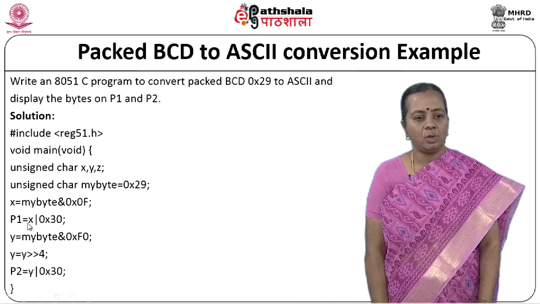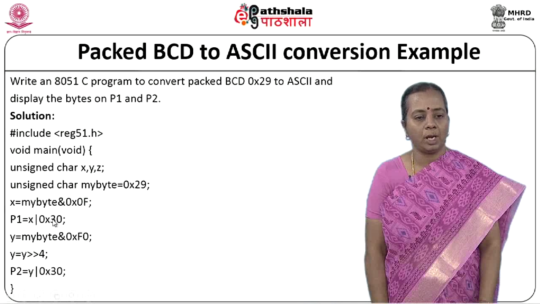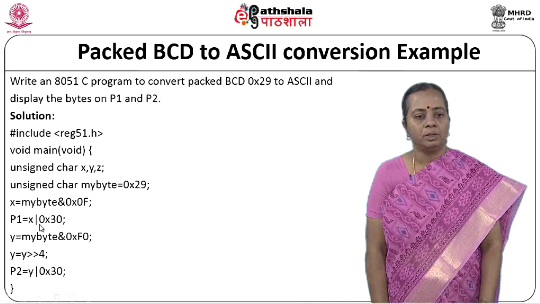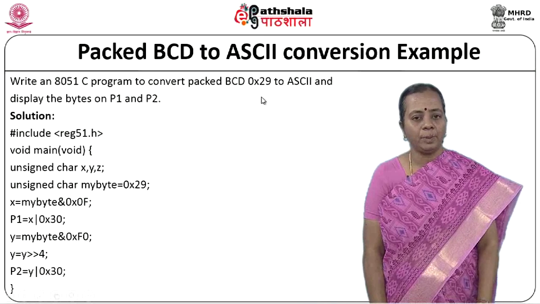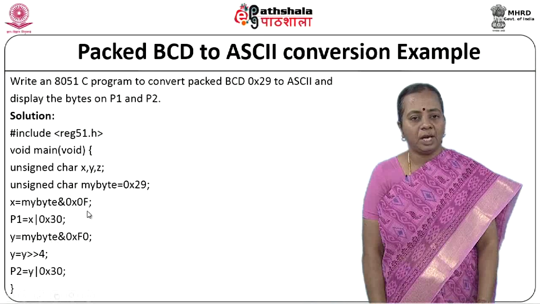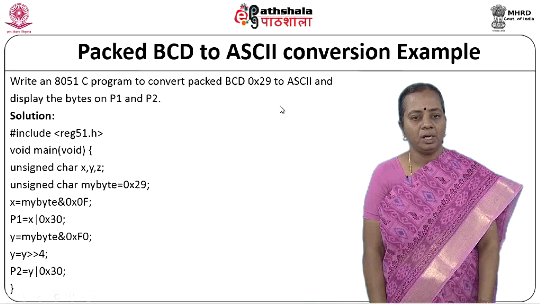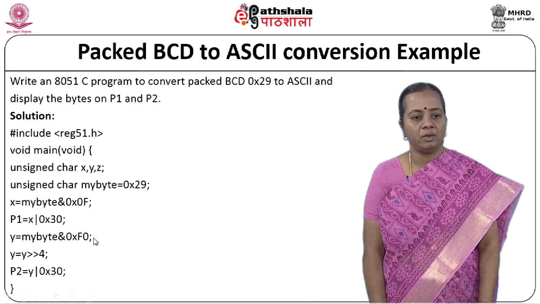Now, P1 is equal to the x value which is 9, ORed with hexadecimal 30. So, now these two are added together, so that I will be getting a value of 39 at P1. So, now I will be in a position to get that 39 is the ASCII number for 9, which we have simulated. So, we wanted to convert this BCD to ASCII. So, 9 is converted into 39 now, which has been placed at P1.